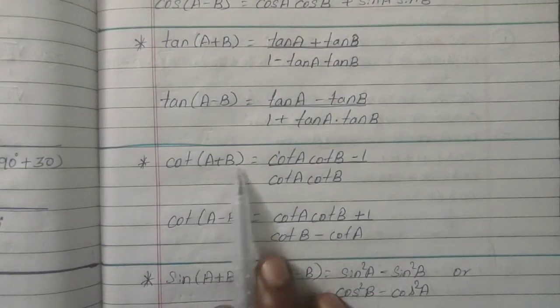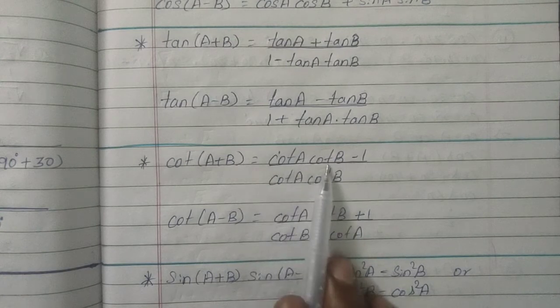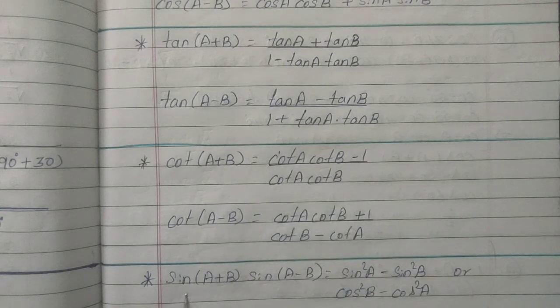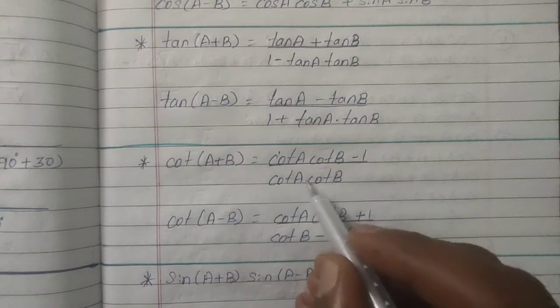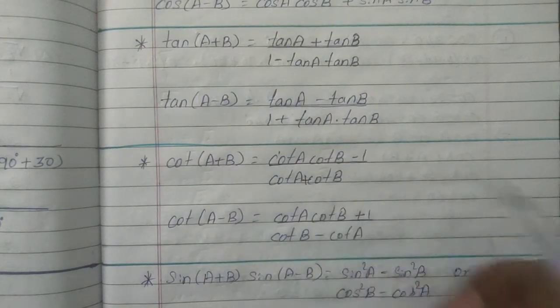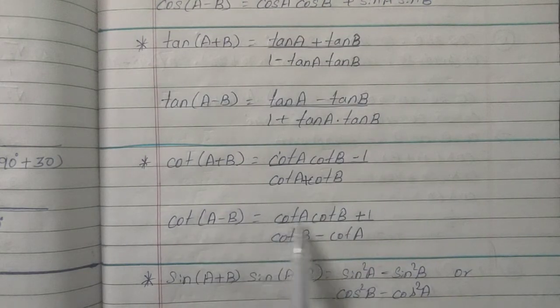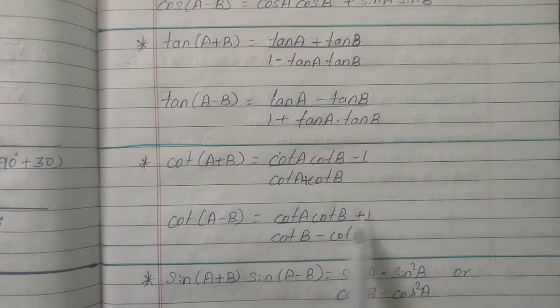Next, cot A plus B equals cot A cot B minus 1 by cot A plus cot B. Sorry, this is plus. Cot A minus B equals cot A cot B plus 1 upon cot B minus cot A.